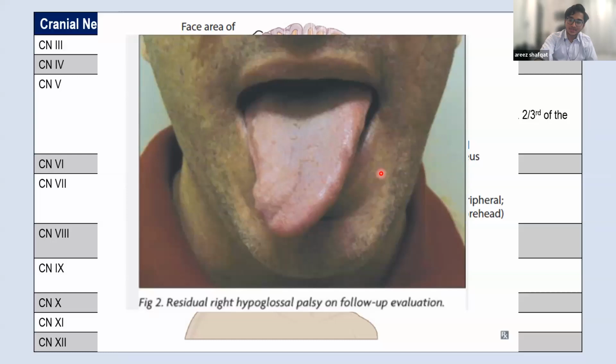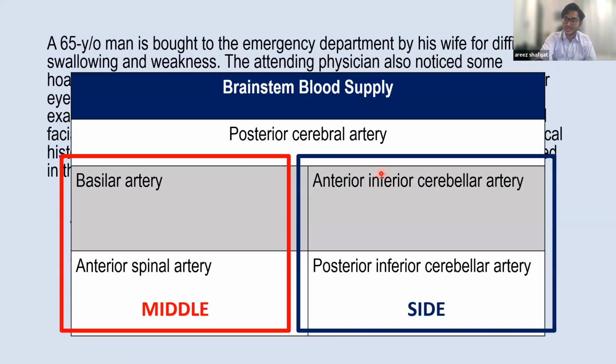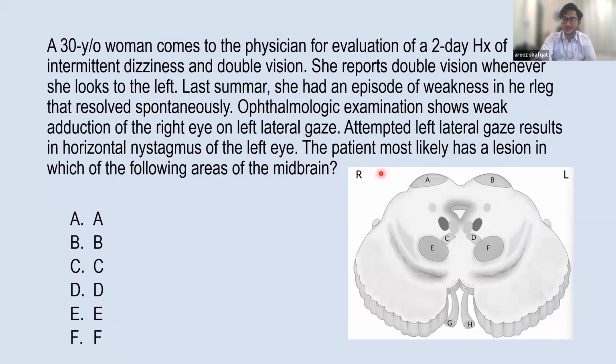Let me check. Right, left. Yeah, good. So with the hypoglossal nerve, the jaw and tongue go towards the lesion. The uvula is away from the lesion.